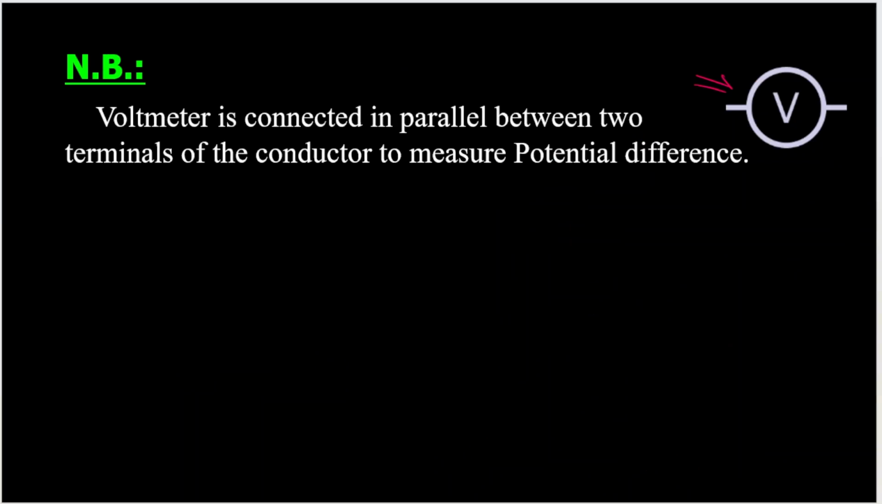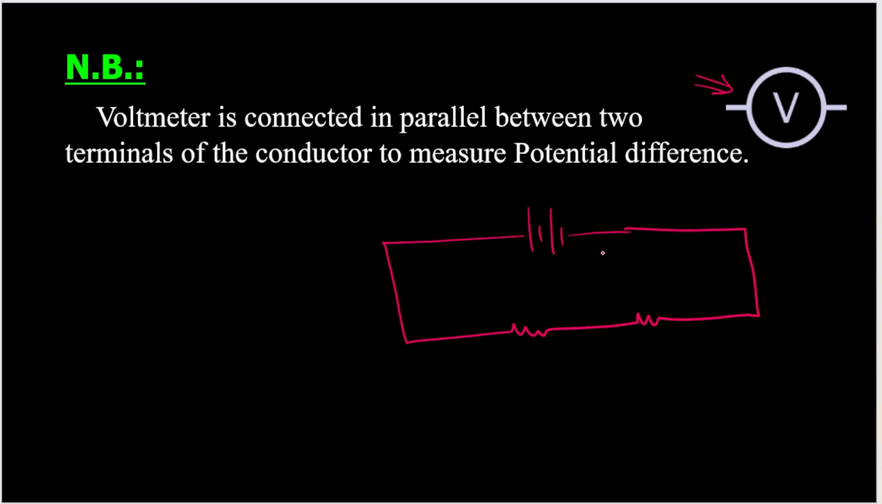The name of the device that we use to measure the potential difference is the voltmeter, and it is connected in parallel. For example, you will be asked to measure the potential difference between the terminals of resistor X. This is X, this is Y. In this case, you will draw a voltmeter, a circle that contains V, and it has 2 terminals, and you will connect them with the 2 terminals of the resistor X, because I'm asking you to find the potential difference between the 2 terminals of X.